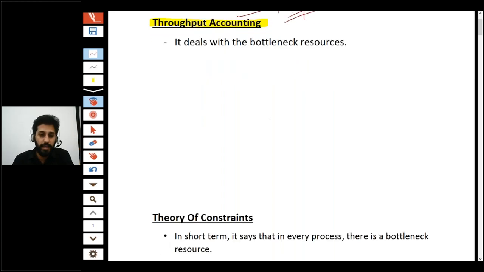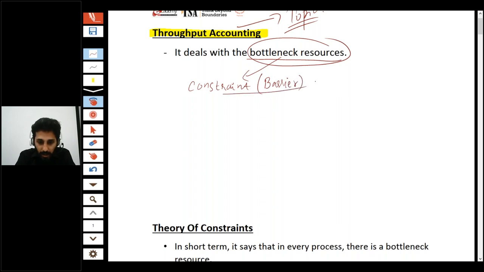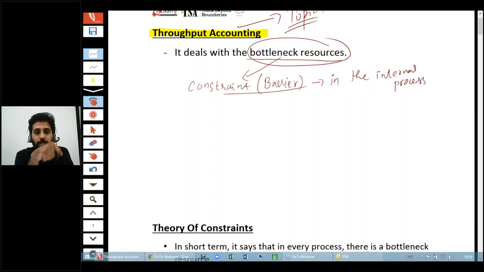Now, what is throughput accounting? It deals with the bottleneck resource. Now, what is the bottleneck resource? Bottleneck resource is the constraint. It is the barrier, or you can say it is a constraint in the internal process. Now, what do you mean by the term internal process? See that. Observe my body language as well. Focus on my words.